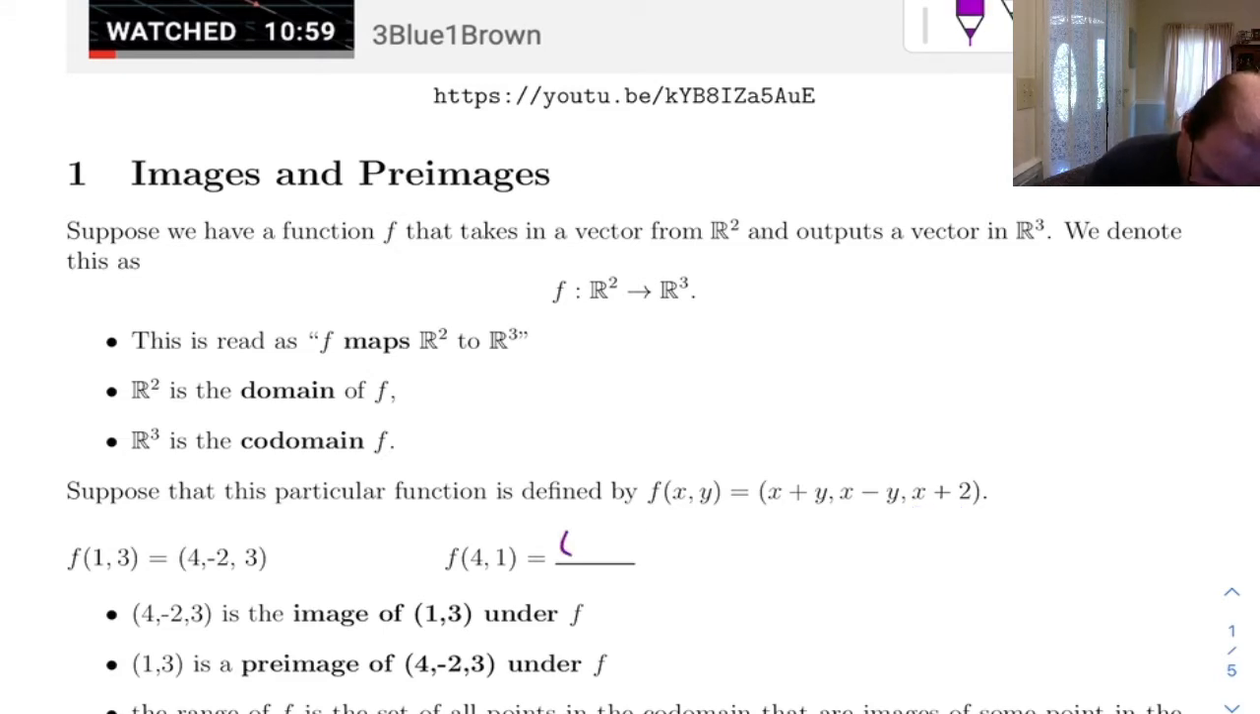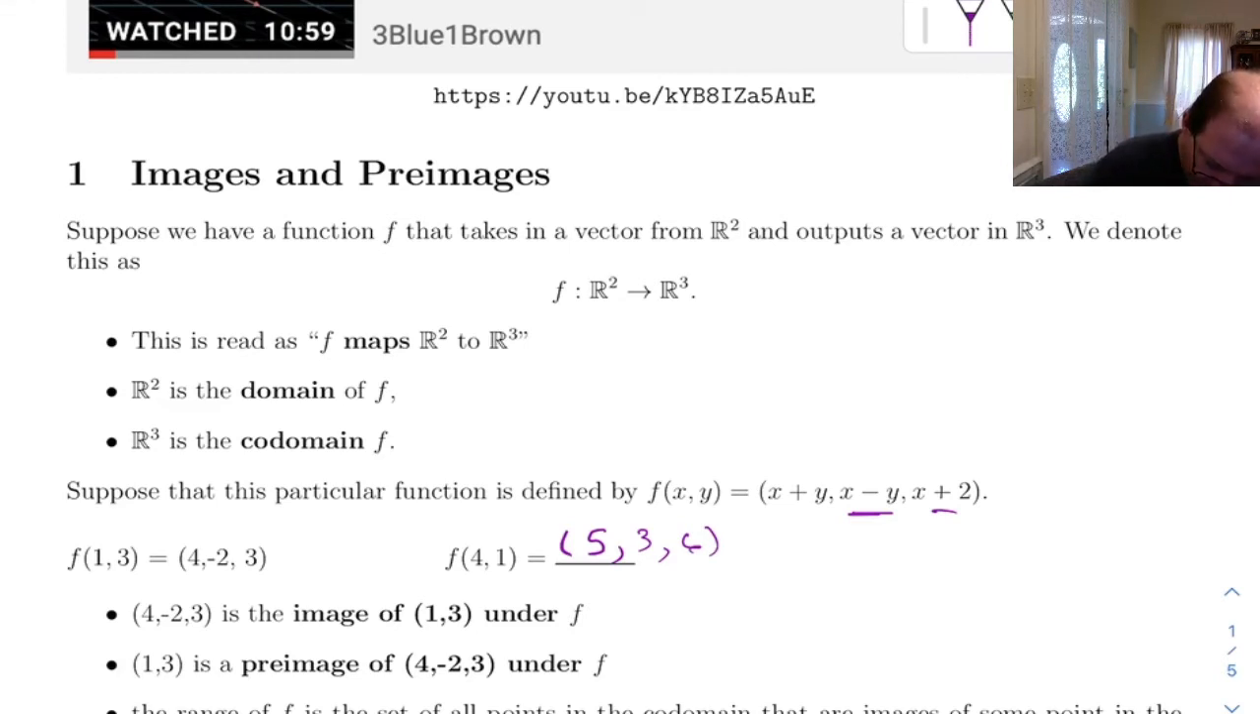Let's do f of 4, 1. The first entry is going to be 4 plus 1. The second entry is 4 minus 1. The last one is going to be 4 plus 2. So it's really just a multivariable function.